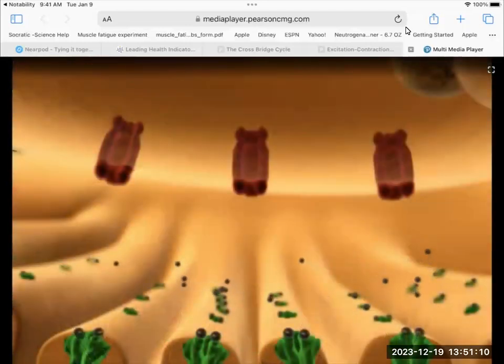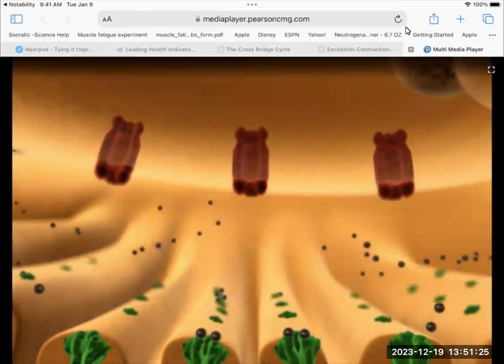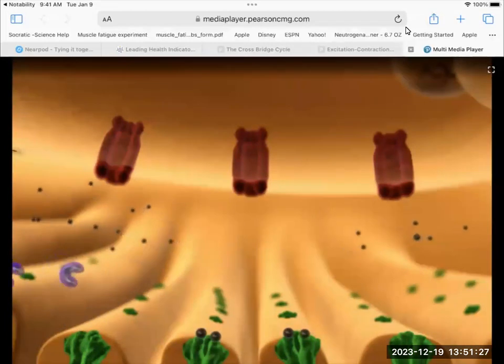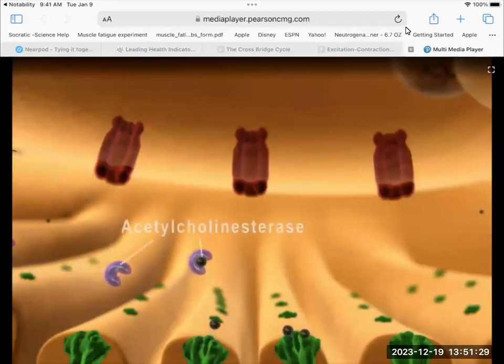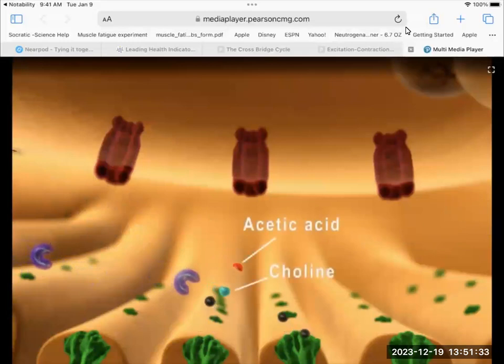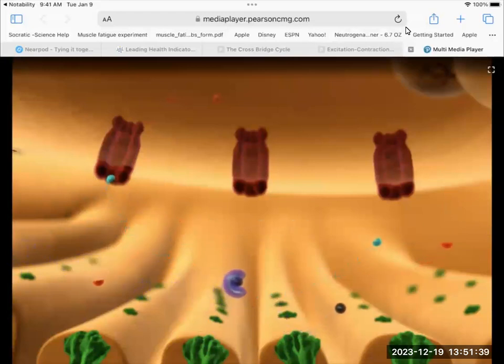Transmission to a muscle fiber ceases when acetylcholine is removed from the synaptic cleft. This removal occurs in two ways. 1. Acetylcholine diffuses away from the synapse. 2. Acetylcholine is broken down by the enzyme acetylcholinesterase to acetic acid. Choline is then transported into the axon terminal for the synthesis of acetylcholine.